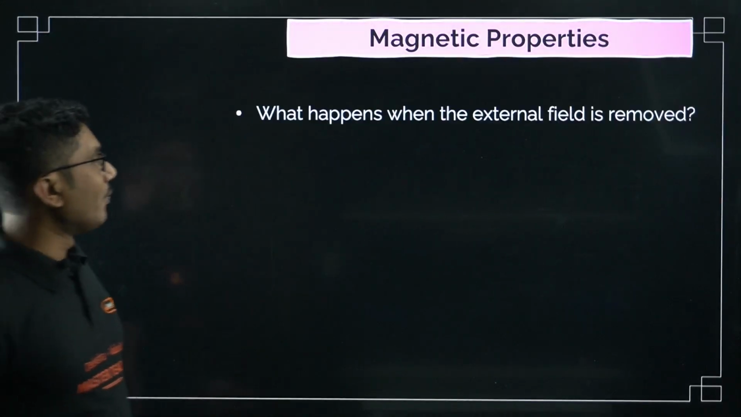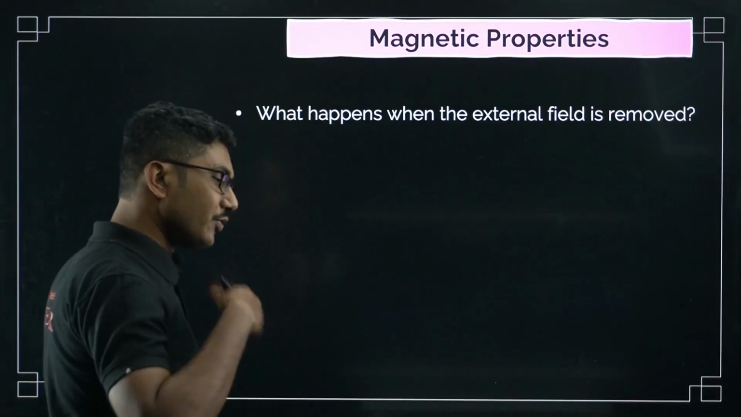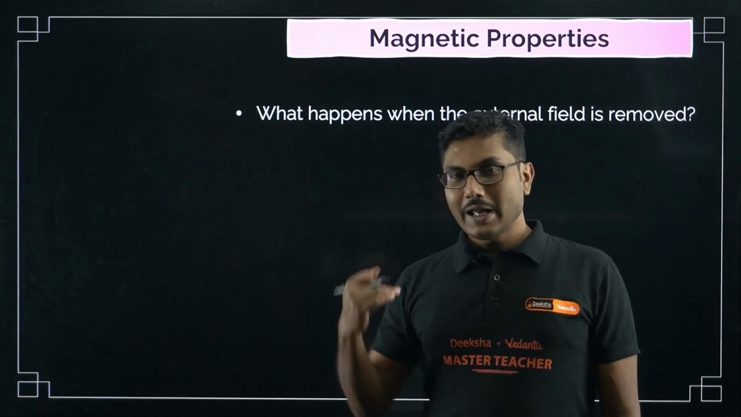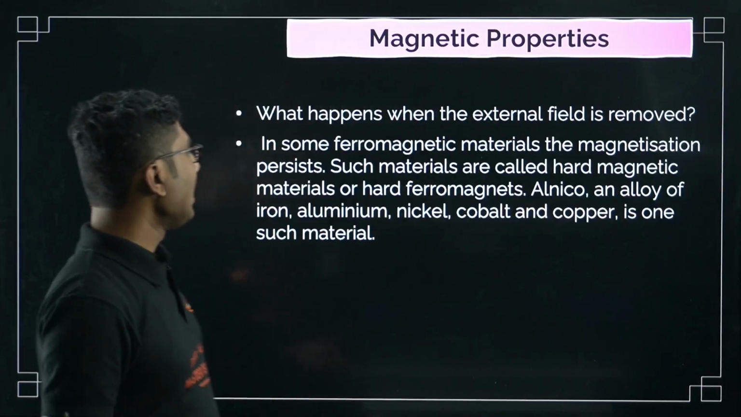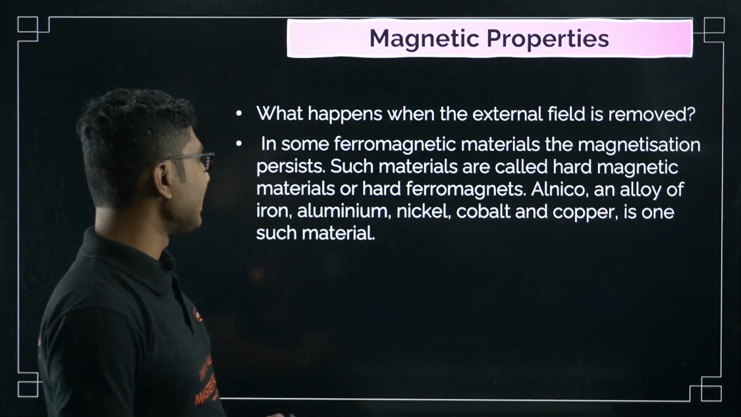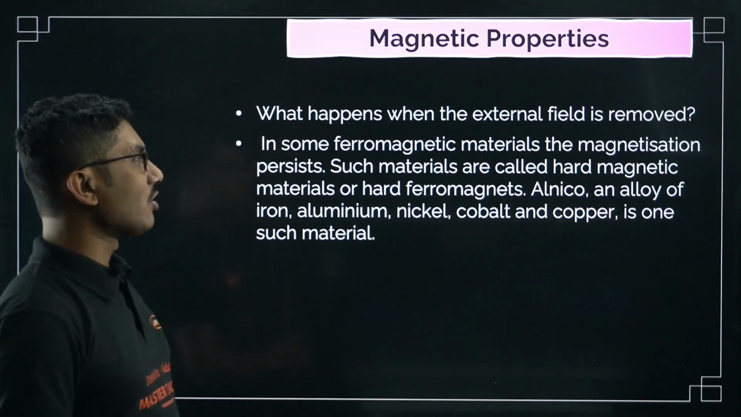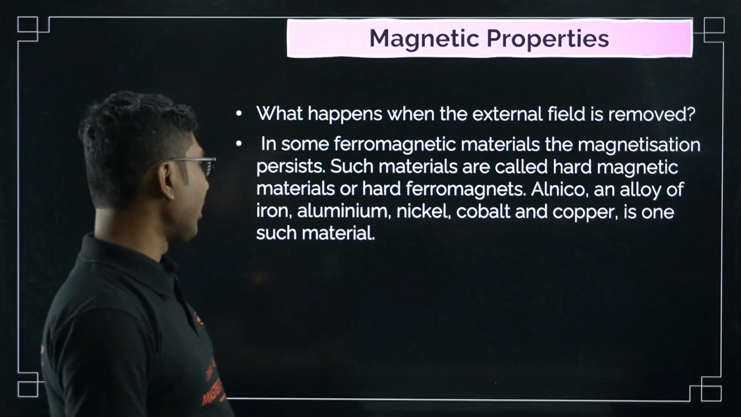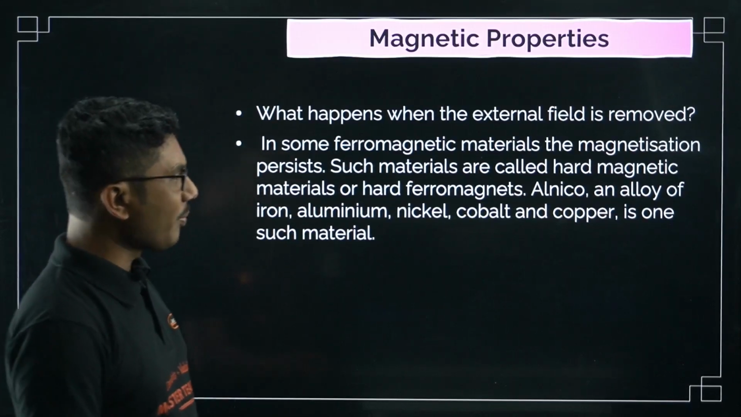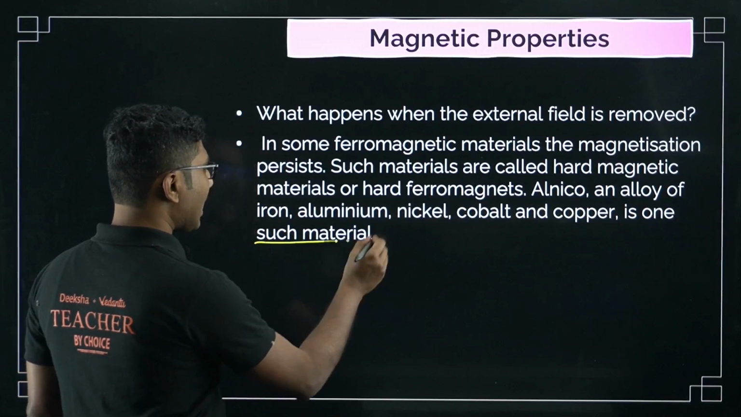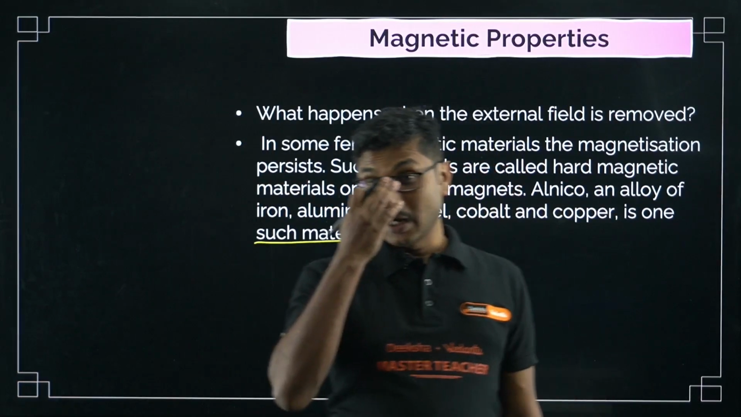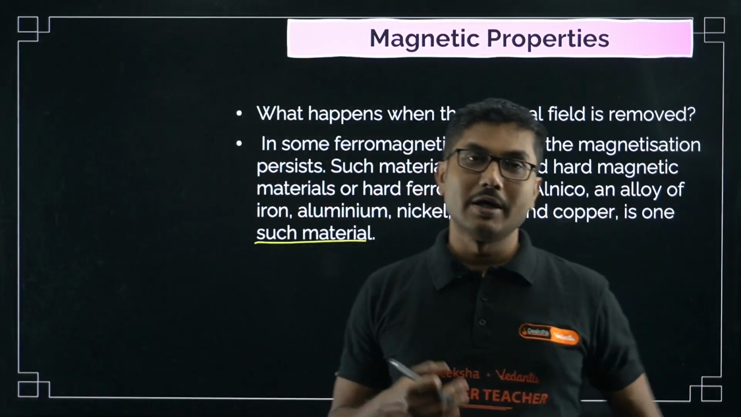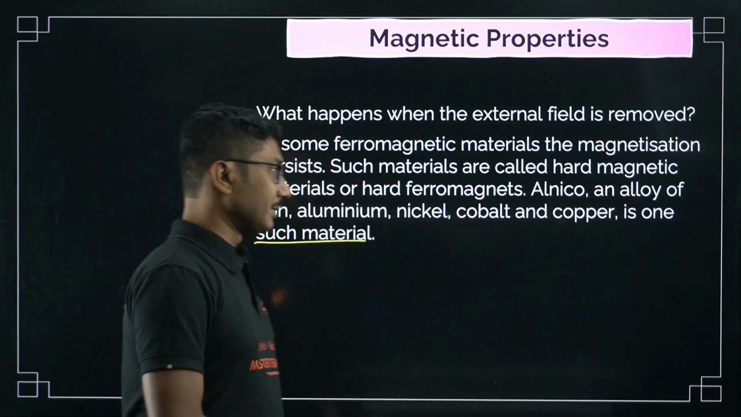Now what happens when the external field is removed? Under the influence of the external field, domains have aligned. Now if you remove the external field, what will happen? In some ferromagnetic materials, the magnetization persists. Such materials are called hard magnetic materials or hard ferromagnets. Alnico, an alloy of iron, aluminium, nickel, cobalt and copper, is one such material. So alnico is a hard ferromagnet. Even if you remove the field, it will still remain a magnet.